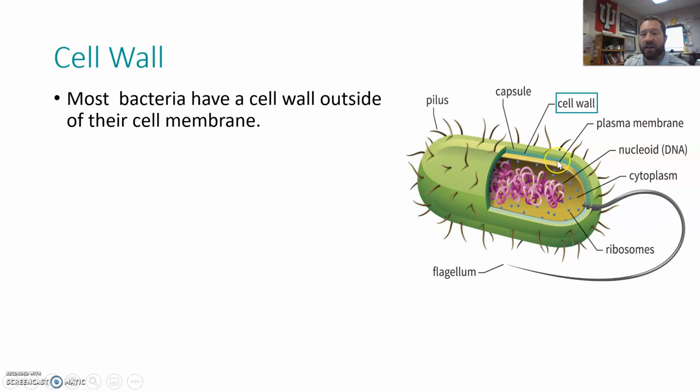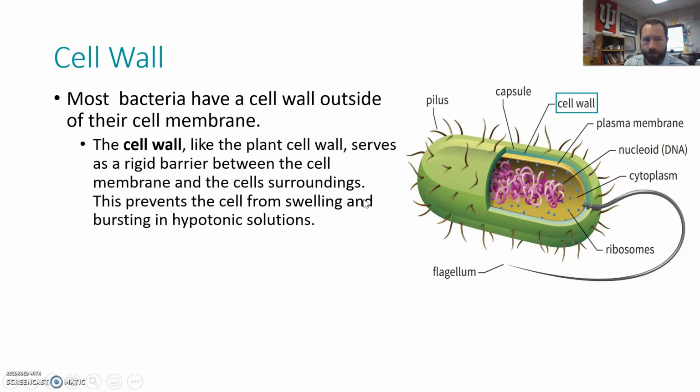Next up, outside of the cell membrane, most bacteria also have a cell wall. So it's like the plant cell wall. In a lot of ways, it serves as a rigid structure. It doesn't allow the cell to get too big.